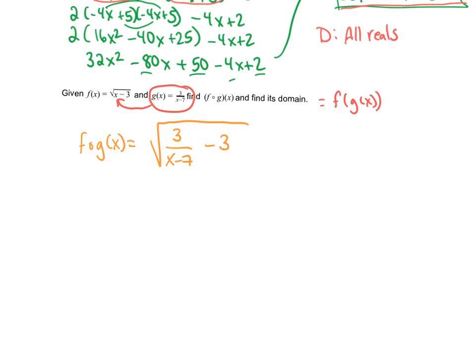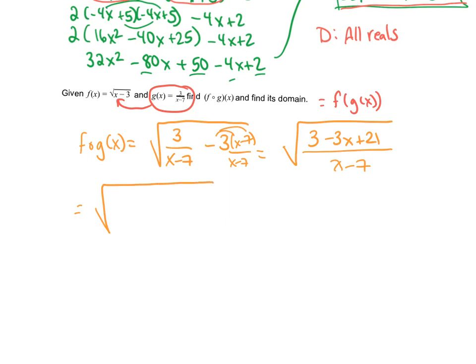Now, if I was going to simplify this, I would get common denominators. So I'd multiply top and bottom by x minus 7. That's going to give me the square root of 3 minus 3x plus 21 on the top, because I'm distributing this negative 3, all over x minus 7. That is going to be the square root of 24 minus 3x over x minus 7.